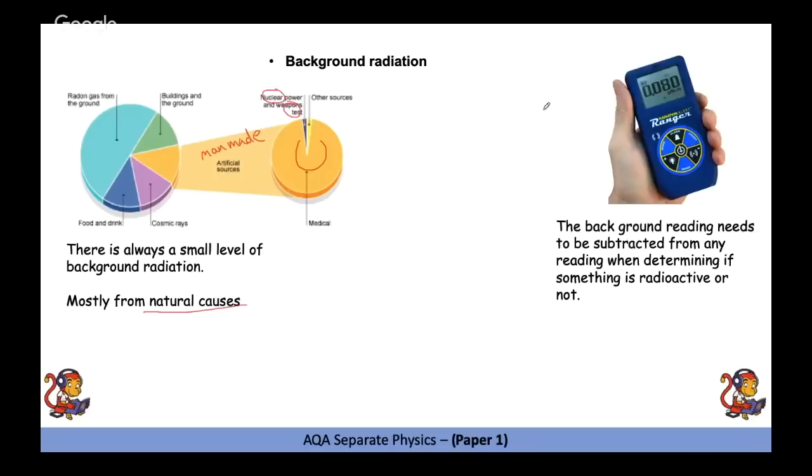Now if you want to find out if this box here is radioactive, we can't just point a detector at it, because the detector will always have background radiation on it. So the background reading needs to be subtracted from any reading when determining if something is radioactive or not. Okay, so first point it over there, find your background reading, then point it at the box. Has it gone up?